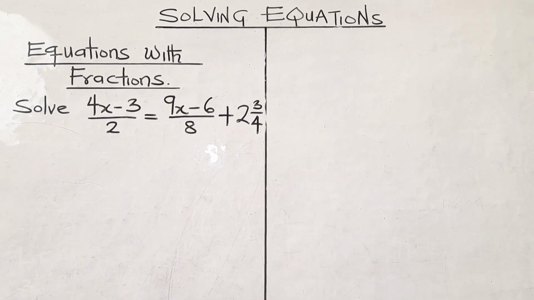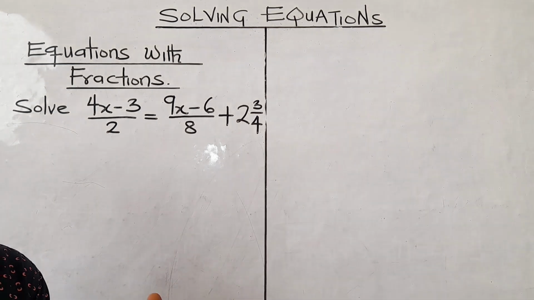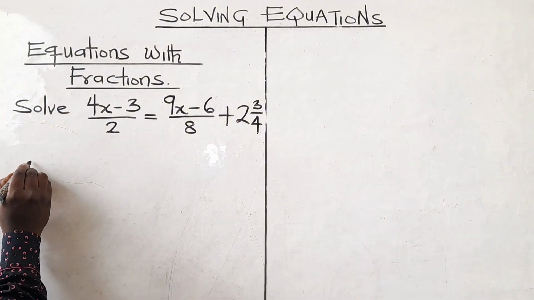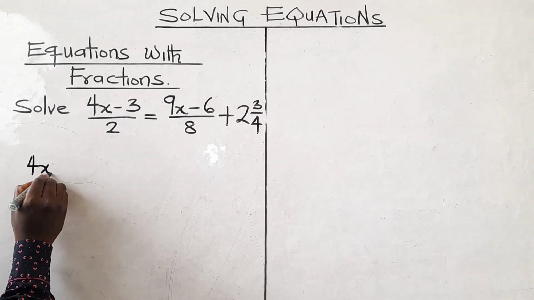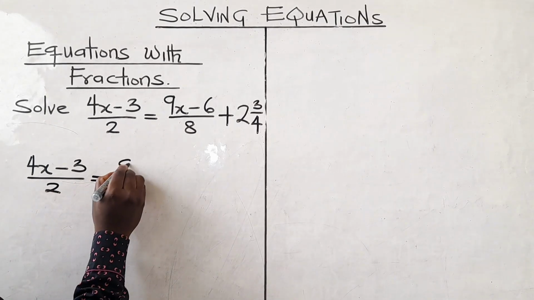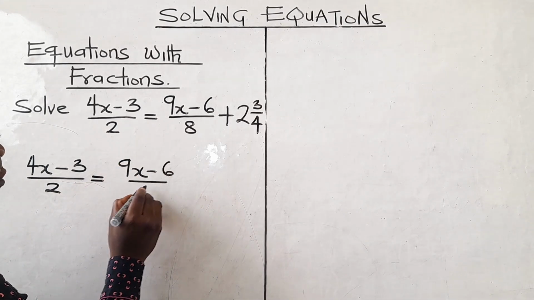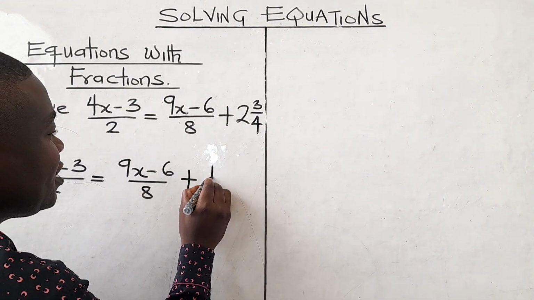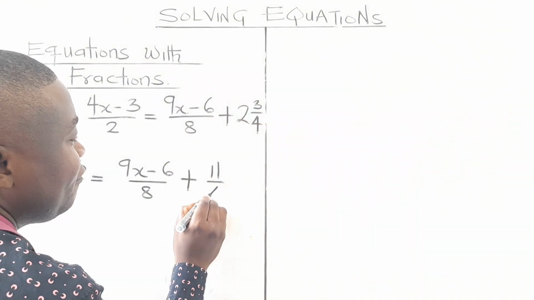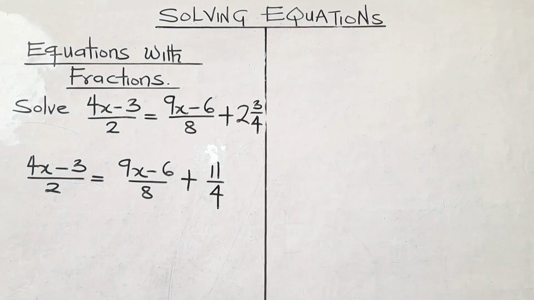Now let's look at this. A pretty big one. Let's see how we'll solve this, keeping all our rules at our fingertips. Let's rewrite it this way: 4x minus 3 over 2 equal to 9x minus 6 over 8 plus, this is 11 over 4, times 2 is 8, 8 plus 3 is 11, 11 over 4.